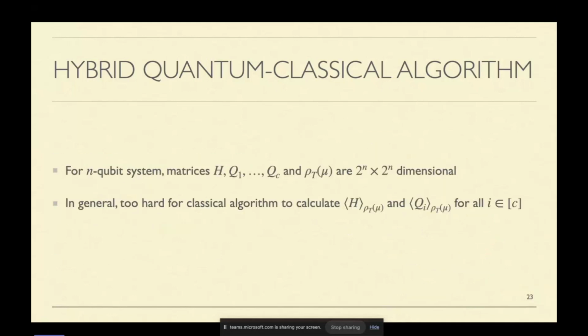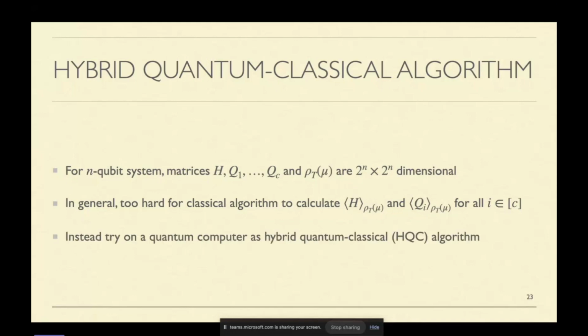Okay, so let's talk about the quantum algorithm. Now we're thinking about these matrices being really 2^n by 2^n dimensional, and it's going to be too hard for a classical algorithm to estimate these observables. As we said, maybe you could do something very clever with matrix product thermal states, but a naive method will take exponential time to calculate these quantities. So we're going to instead try this on a quantum computer.